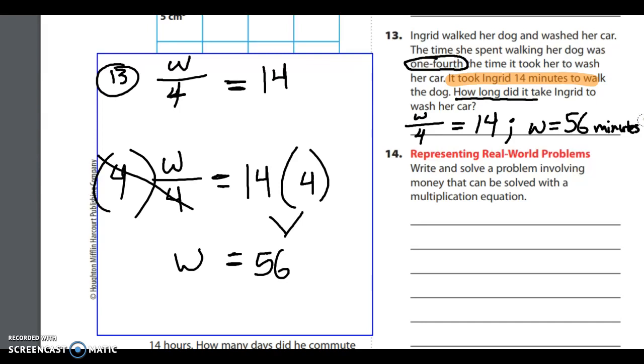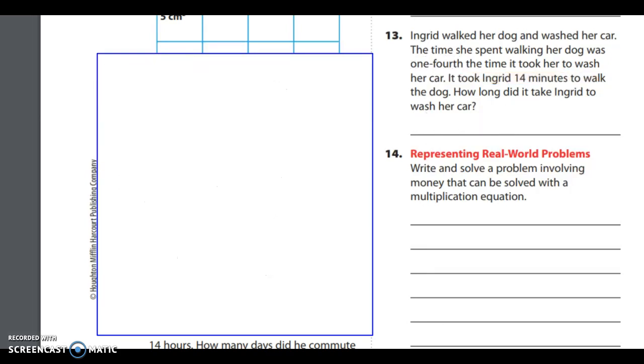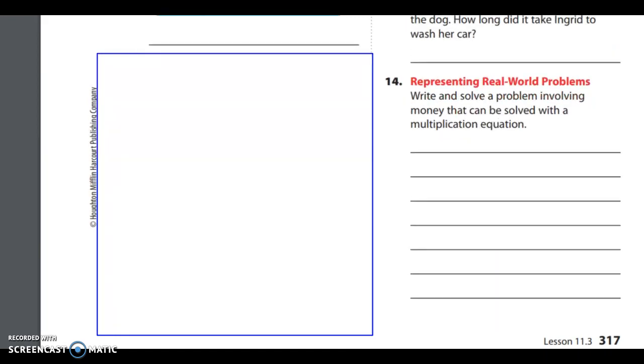Okay, good job. Let's check out number 14. Number 14 is one of those types of problems where we have to make up something. And number 14 reads, represent real-world problems. It says, write and solve a problem involving money that can be solved with a multiplication equation. So an example would be, I like to use money with like earnings. So what I could do here would be something like, you can make some money.